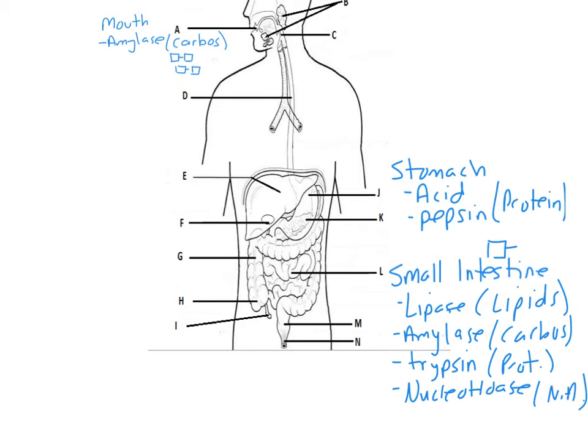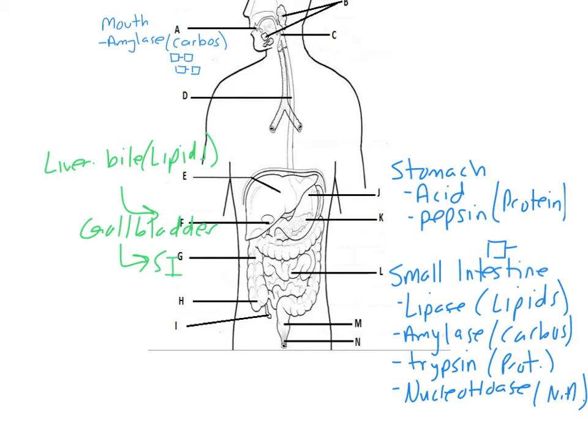The next place actually doesn't break it down itself, but it produces a chemical that breaks it down. There's two of them. The first one is the liver. And the liver produces something called bile. And bile breaks down lipids. The bile is actually stored in what's called the gallbladder. And that is injected into the small intestine.